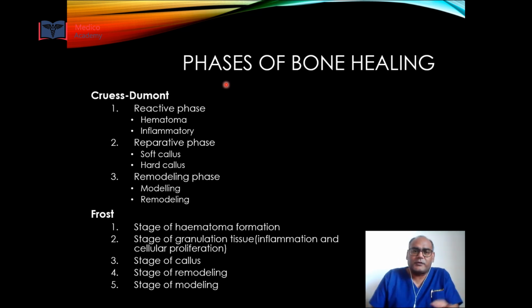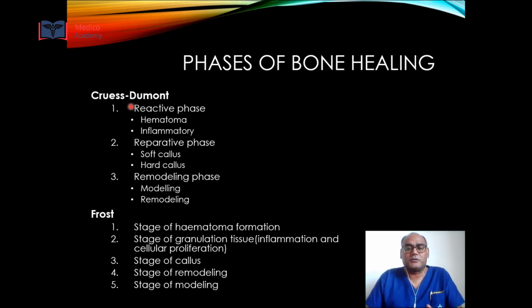And the first one he called inflammatory phase, which I have modified into reactive phase just to easily remember. This is again R phase: reactive, reparative and remodeling. All the 3 starting from R, easier to remember. He did not describe the hematoma formation, which was added by Frost. So people sometimes quote 5 stages of Frost, sometimes they would quote 3 stages of Cross-Dumont, or sometimes they would quote 6.